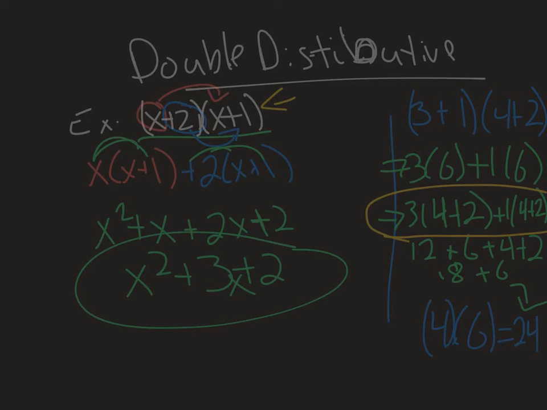Now, if we're doing this for real, you can just go ahead and jump to this step. You can break apart the first expression, the first binomial, and multiply it times the second binomial. Distribute, combine like terms, and then simplify. This is how we do the double distributive method.